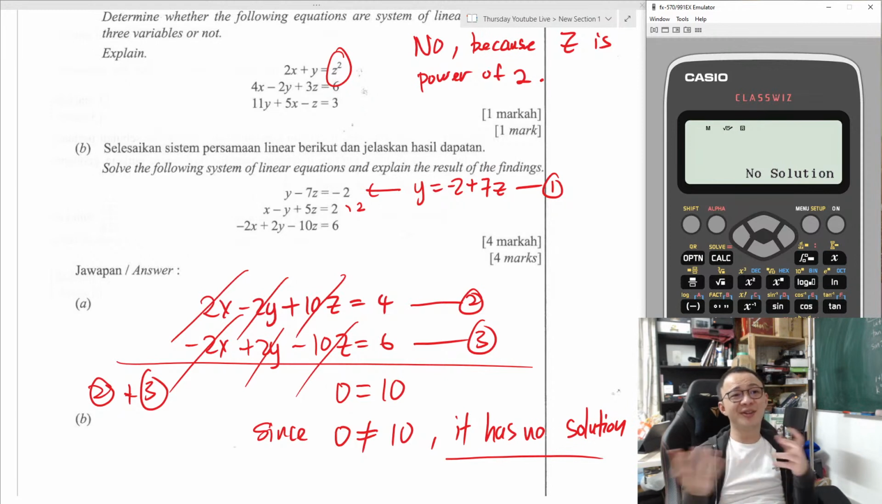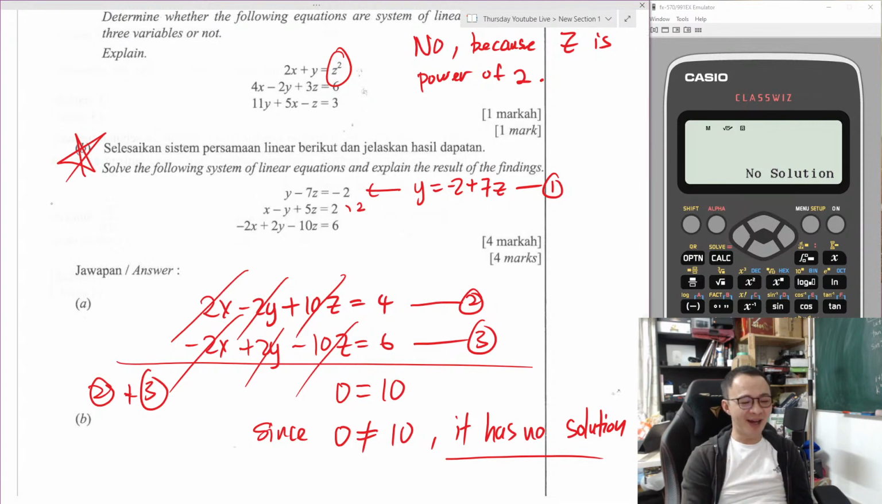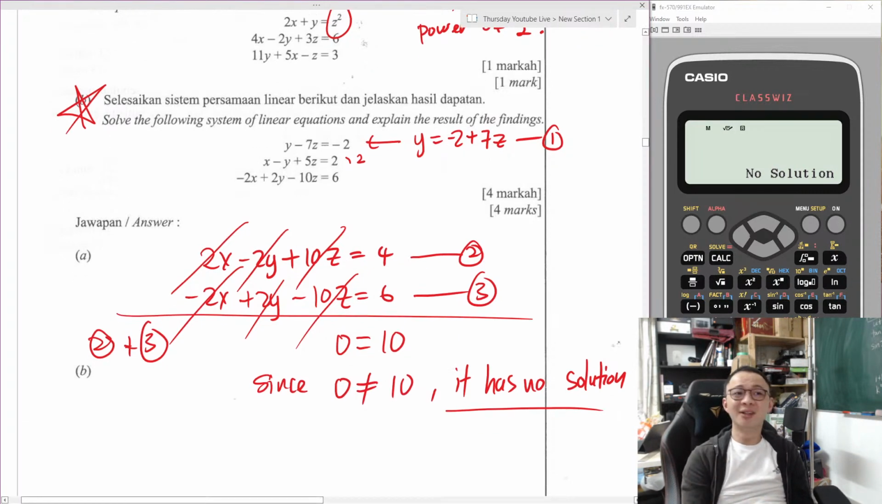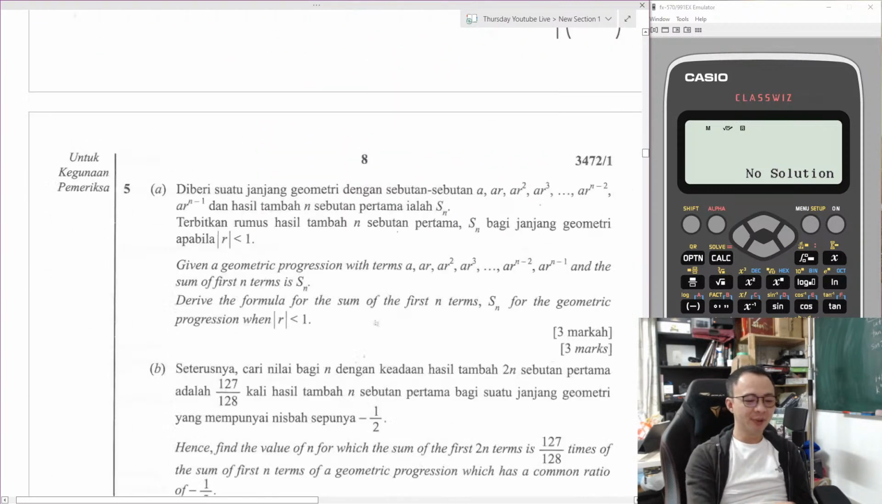Whenever you get 0 equals something else, you can just say no solution. Even though the calculator also tells you no solution, basically there is no way to solve it. This is a bit tricky because I seldom see no solution questions, but my student told me they actually came out a lot. So you might expect this year's SPM has some no solution. Be careful when you do that. Next question.